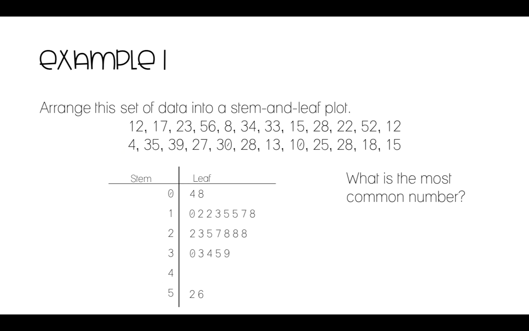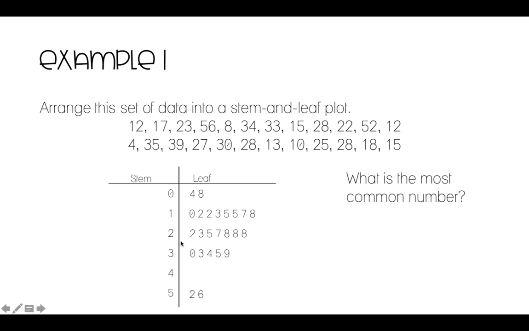So what's the most common number here? Now to do this, we don't go, there's 1, 2, 3, 4, 5 8s, 2 7s, 4 5s. No. What we do is we look for the one that has the most common. So here we have 4 and 8, doesn't occur more than once. Then we have 0, 12, 12. So 12 occurs twice, 15 occurs twice, 18 occurs once.